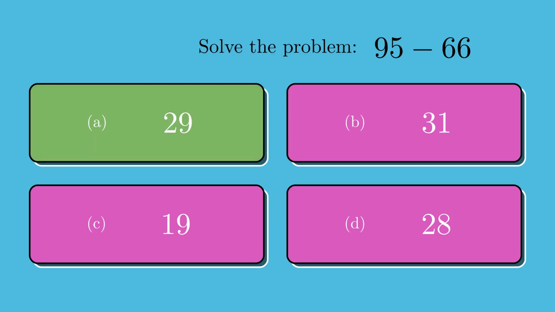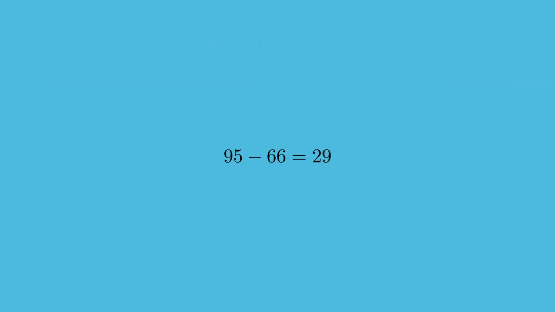Correct answer is A. Subtract 66 from 95. This gives you 29. Thus, the correct answer is 29.